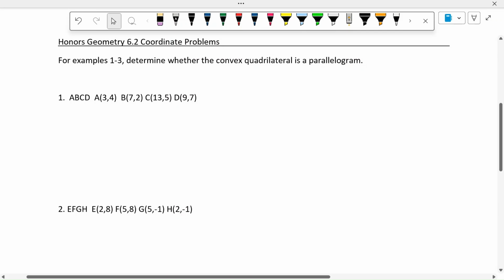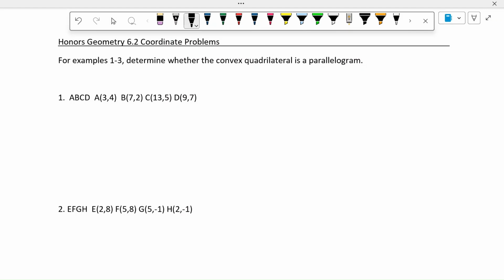This is Honors Geometry, section 6.2 on coordinate problems. So as for these first three examples, determine whether the convex quadrilateral is a parallelogram. So I have the coordinates for points A, B, C, and D.